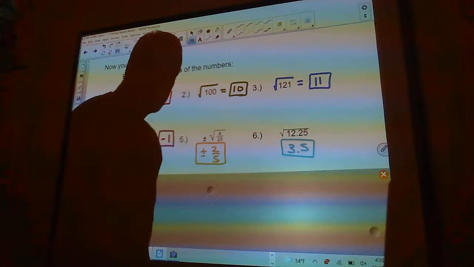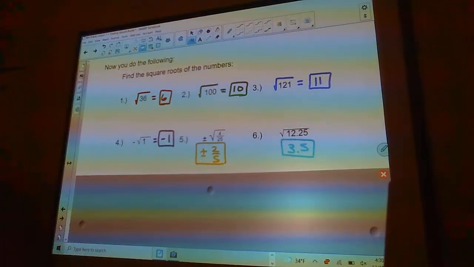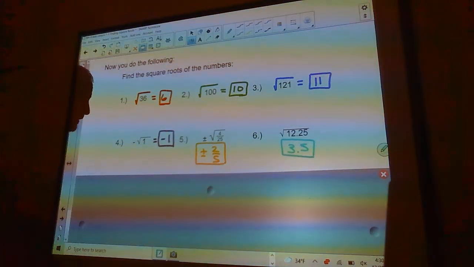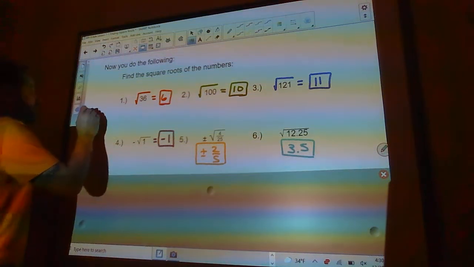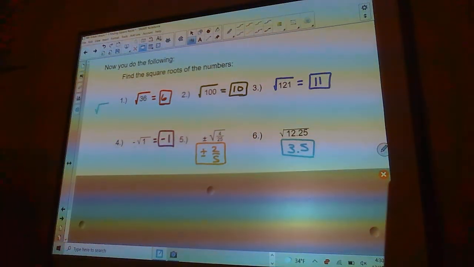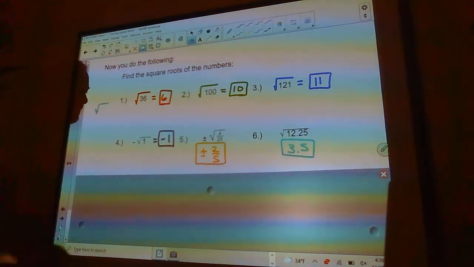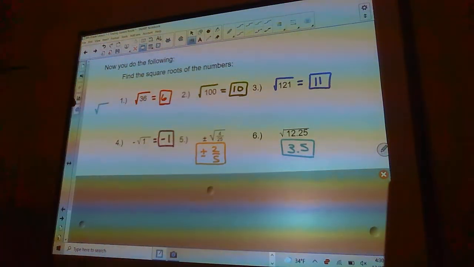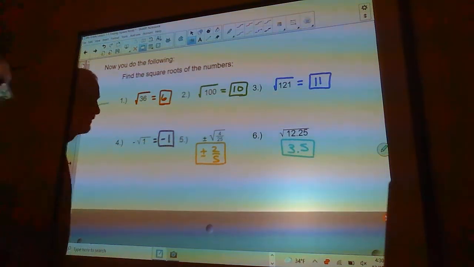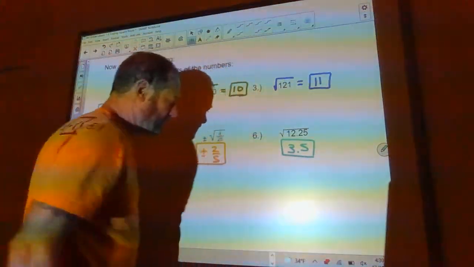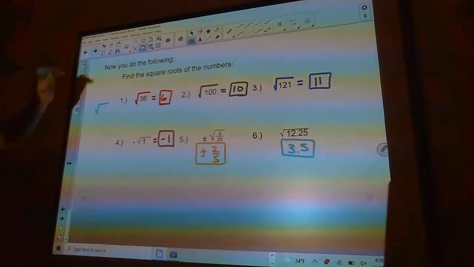Alrighty. So if you got those, you should be good to go. Now, you have a square root key on your calculator. It generally looks just like this. On something like this, that would be fine to use. You should be able to do these in your head. So there you go. Moving right along.